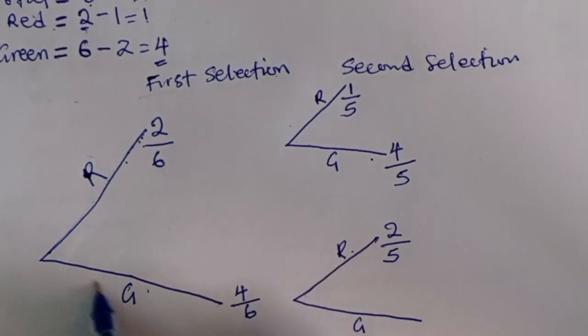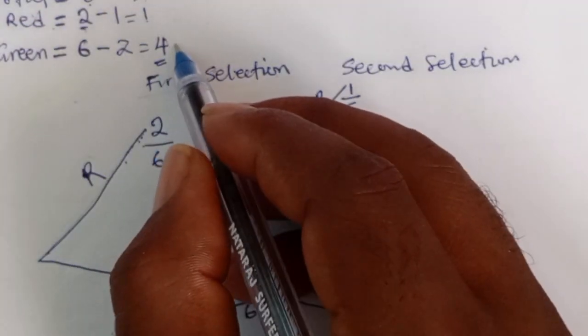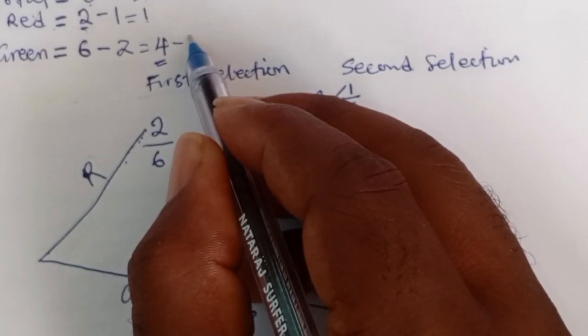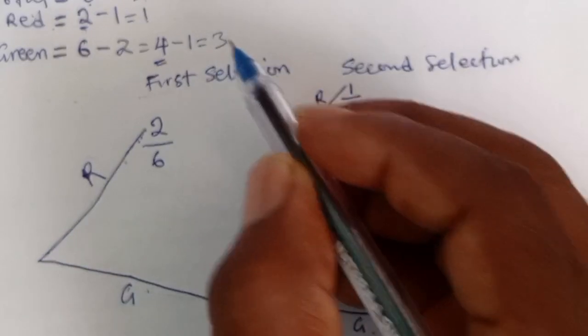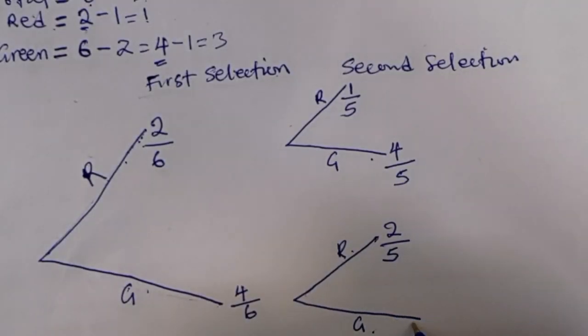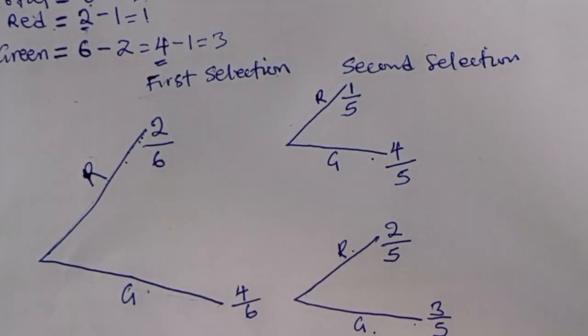Suppose in my first selection I pick green and in the second selection green. So there were 4 green beads. If I pick one without replacement, I will remain with 3. So the probability of picking a second green bead will be 3 divided by 5. So those are the probabilities. Let us look at the outcomes.